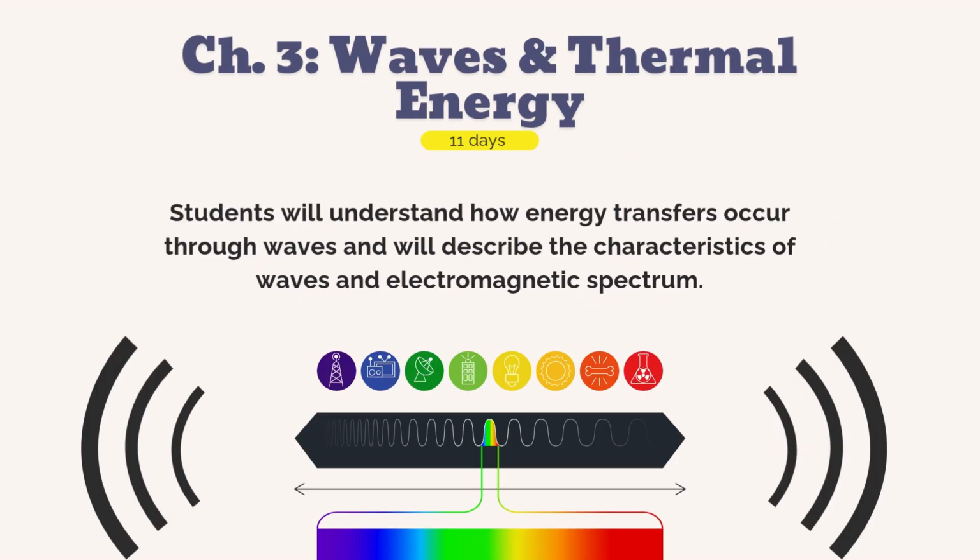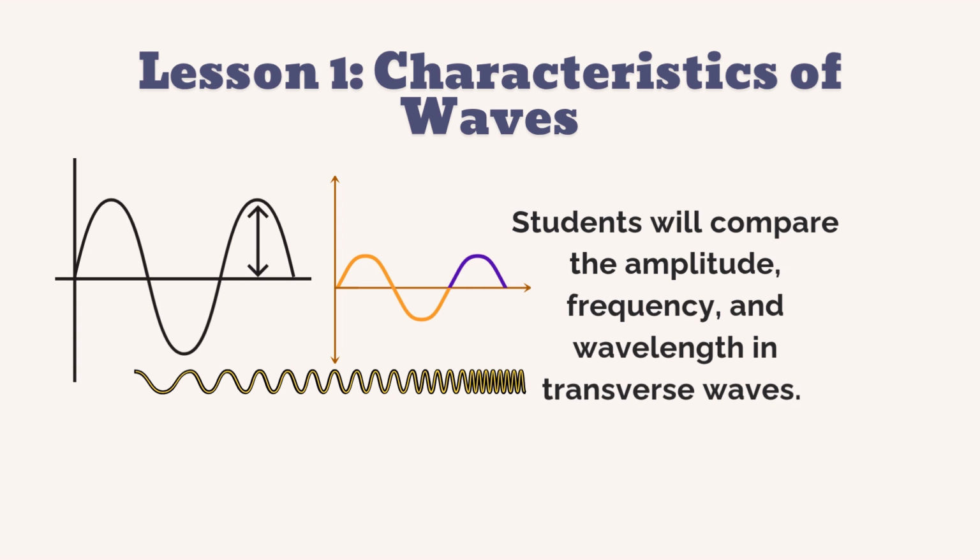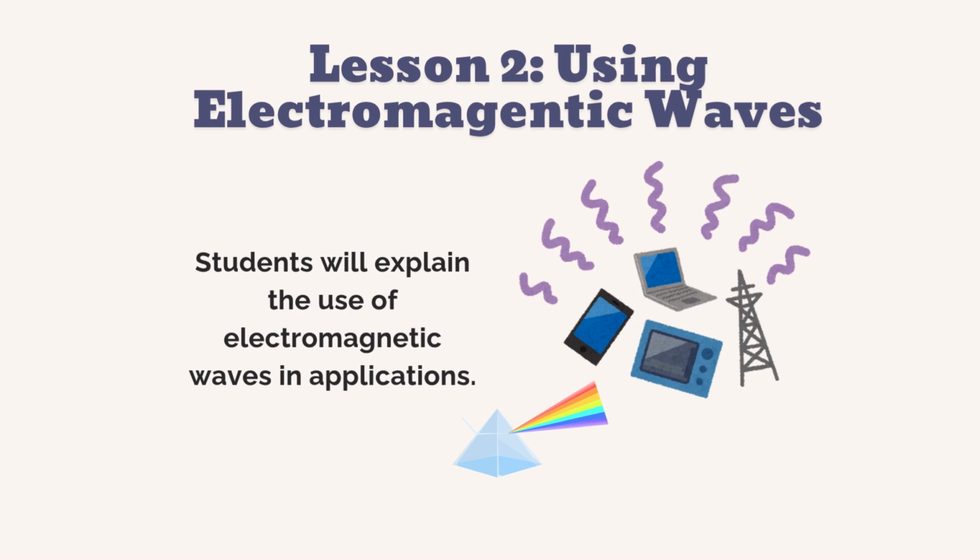In Chapter 3, students will begin the study of waves. They will understand how energy transfers occur through waves. Students will describe characteristics of waves, analyze the electromagnetic spectrum and types of waves. In Lesson 1, students will compare the amplitude, frequency, and wavelength in transverse waves, including the electromagnetic spectrum. In Lesson 2, students will explain the use of electromagnetic waves in applications.